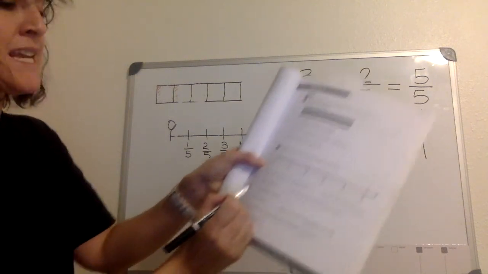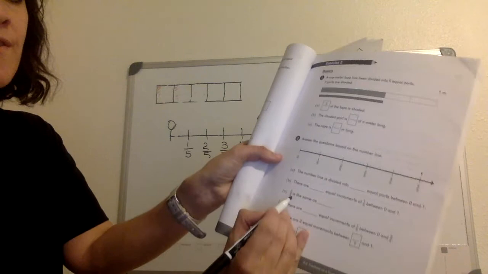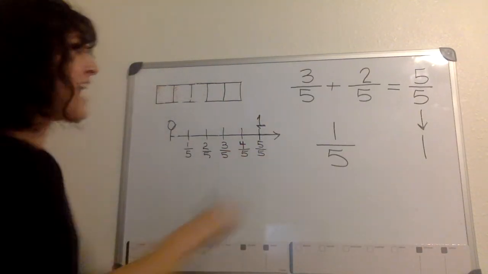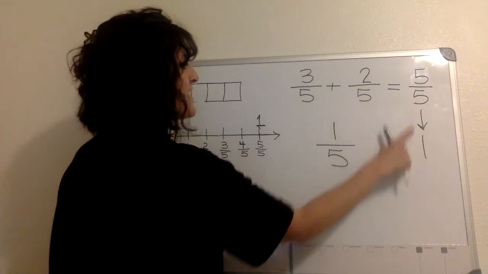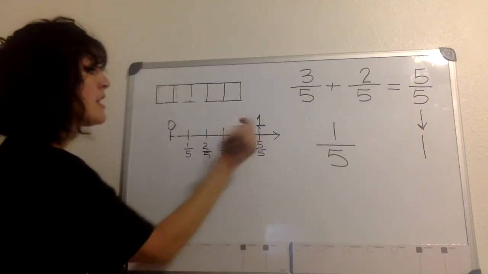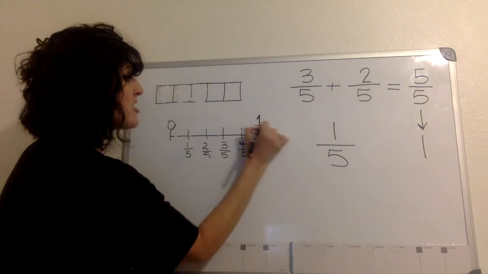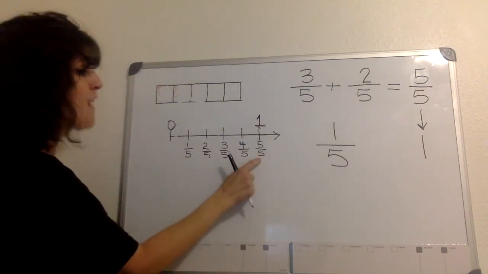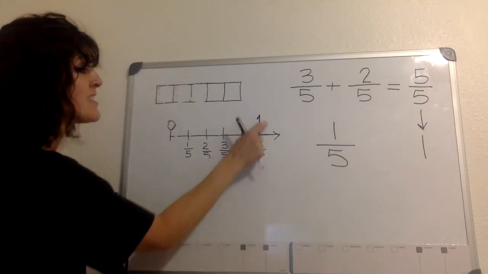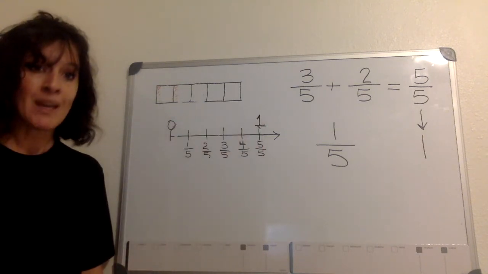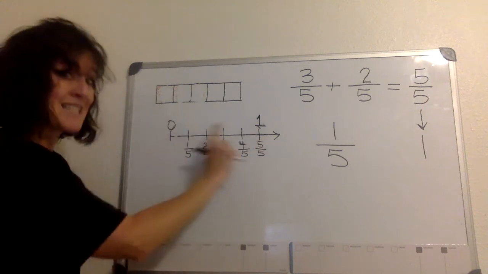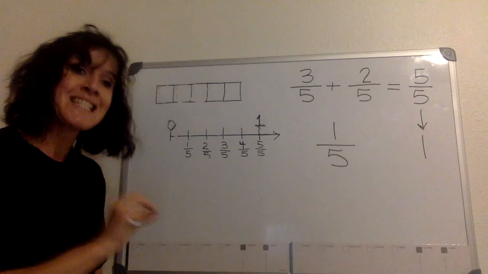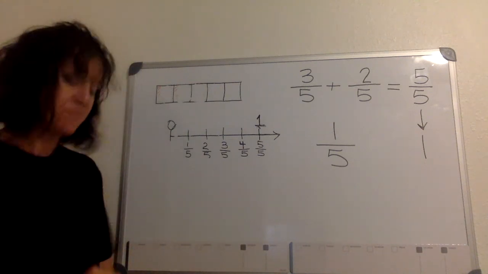Let's move to C. C says 5/5 is the same as, we already talked about that up here. 5/5 is the same as 1. And look, this number line actually shows you that. You get to 1/5, 2/5, 3/5, 4/5, 5/5. Once you reach your 5/5, you're at 1. Okay? If this was divided into 6 equal parts, you would hit the 1 when you got to 6/6. Okay? All right.